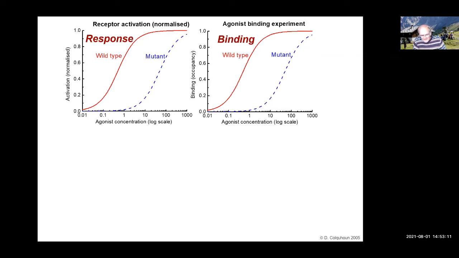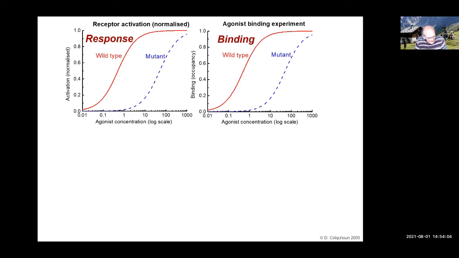So we can easily illustrate this by some calculations done using this very simple Del Castillo-Katz mechanism. On the left-hand side there, we have graphs for the dose response curves, normalized to a maximum response of one, as people very often do, for a wild-type receptor and for a mutant receptor. And you can see that the dose response curve is shifted to the right by a factor of about 100 for the mutant receptor. In other words, it takes 100 times the concentration of agonist on the mutant receptor to get the same response as you would on a wild-type receptor.